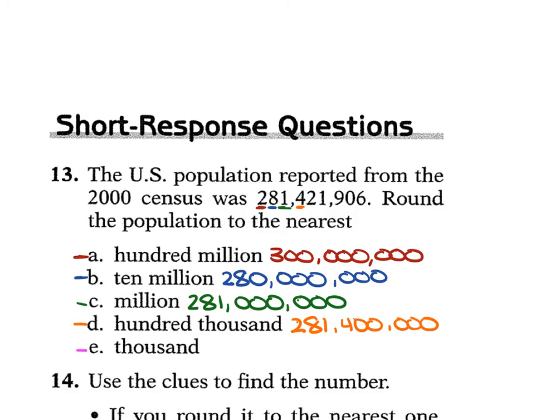And then for E, we have thousands place. So that's going to be the 1. The number to the right of that is the 9. It's higher than 5, so it's going to become a 2. And then everything to the right of it will become zeros. So we're going to have 281,422,000.